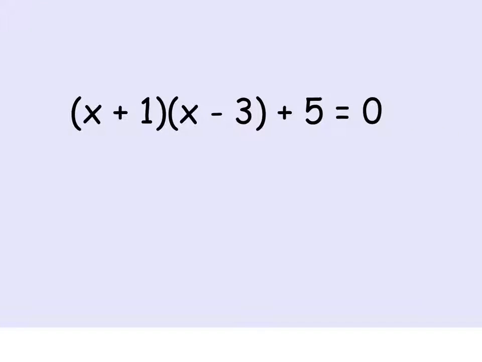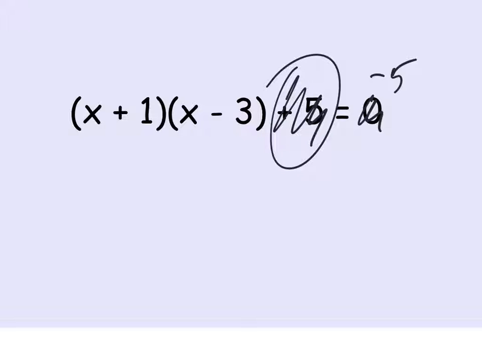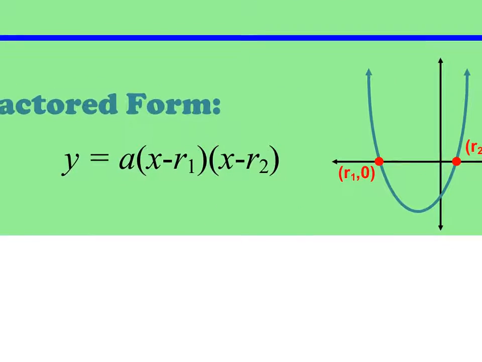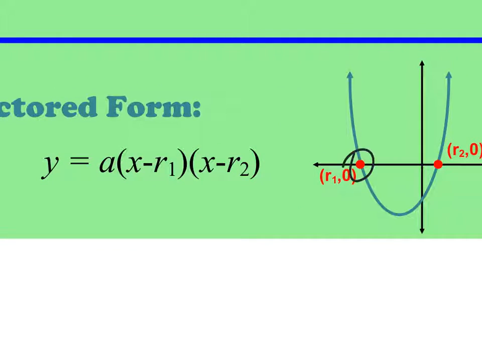All right, how about this one? Will this work? No, because two things are equaling 0, but they have this little plus 5, and that means it's just like having a negative 5 over there. That can't work. It has to be equal to 0, and it has to just be two things multiplied. So that one will not work either. All right, on to this. The x-intercepts are the zeros, the solutions, the roots. If you've got factored form like this, then you know the two x-intercepts. We just talked about that 2 seconds ago.